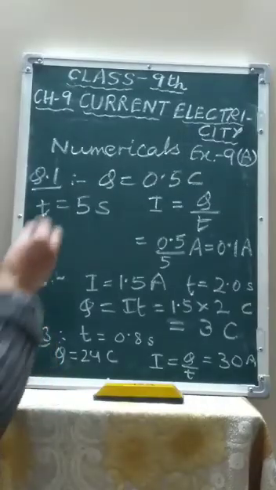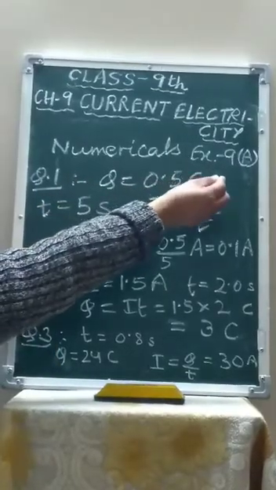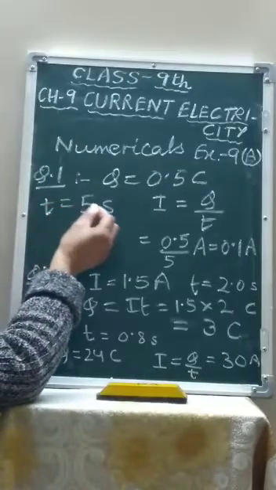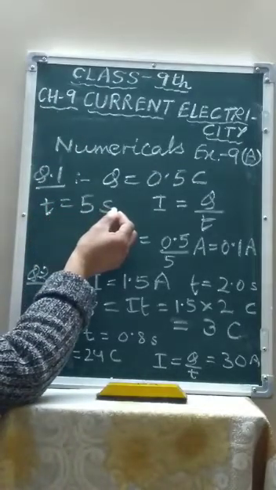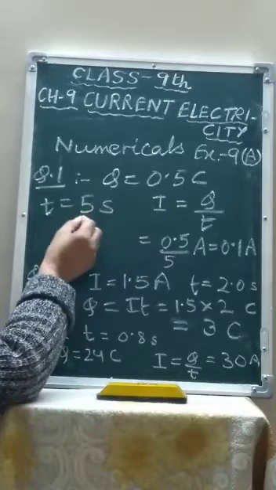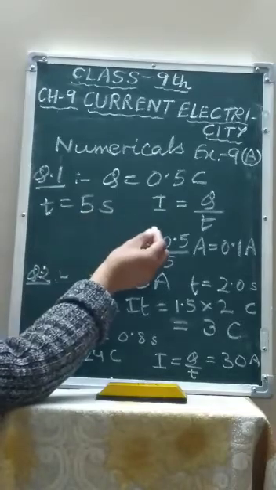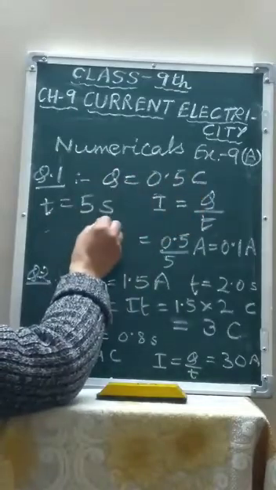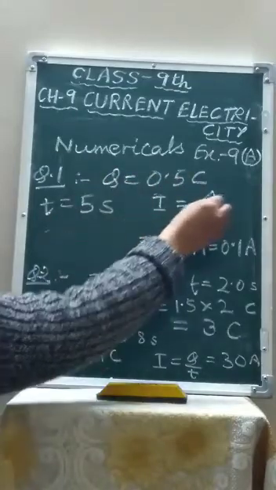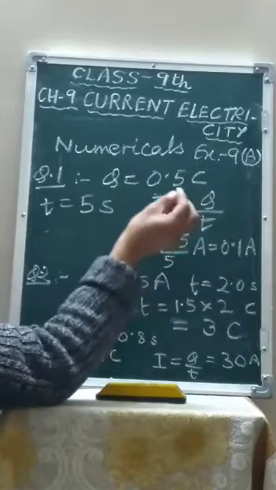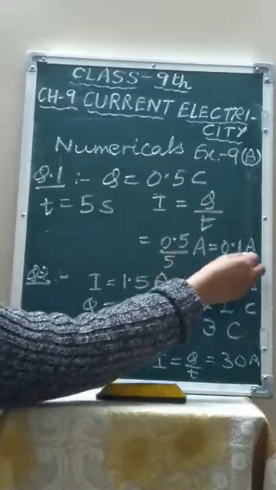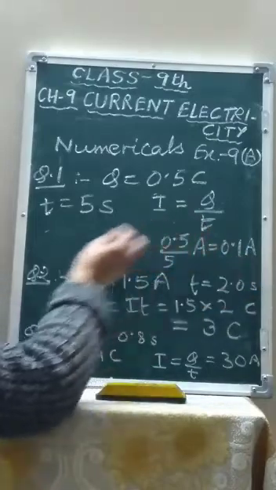Now children, let us do the numericals of exercise 9A. Question number 1 is, a charge 0.5 coulomb passes through a cross section of a conductor in 5 seconds. You have to find the current. Charge Q is 0.5 coulomb and T is 5 seconds. So current equals charge upon time. That means 0.5 upon 5, 0.1 ampere is the answer.